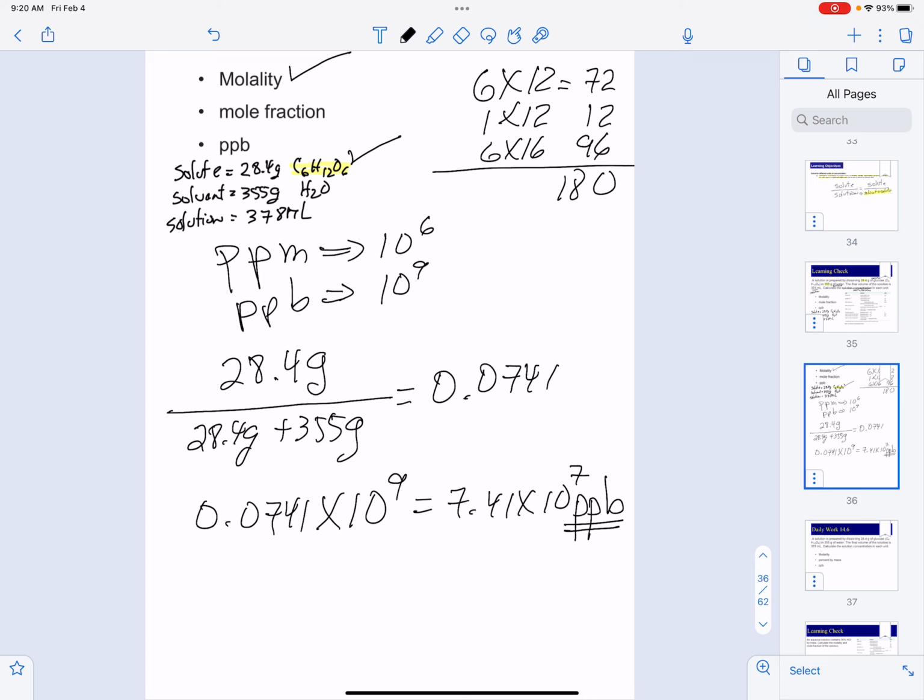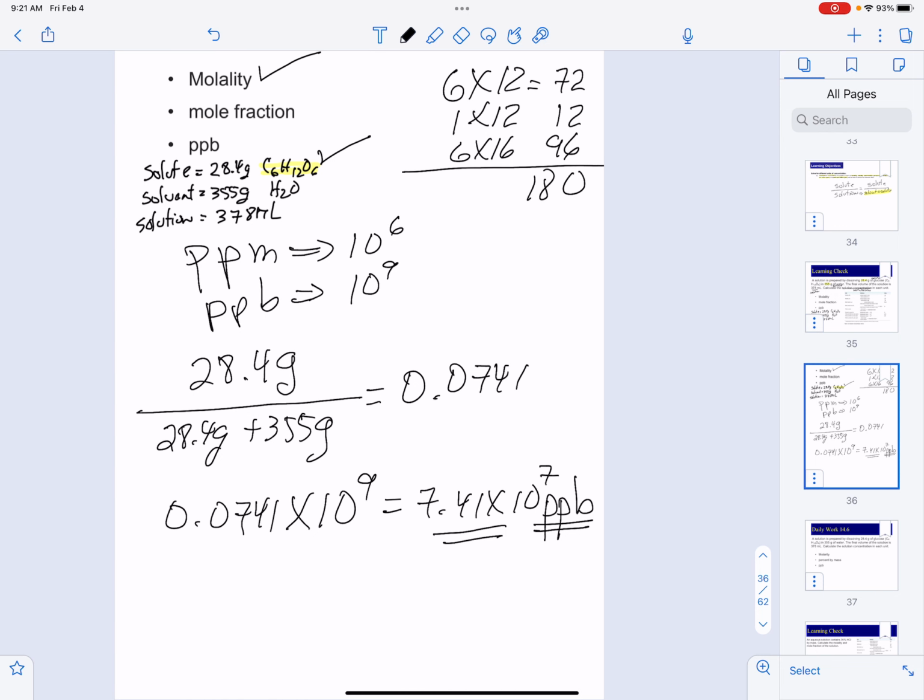For something like that, even though we did it in parts per billion, it's not too practical to do it. It tends to be used more for metals in drinking water and gases and stuff like that. So that's how we do that problem.